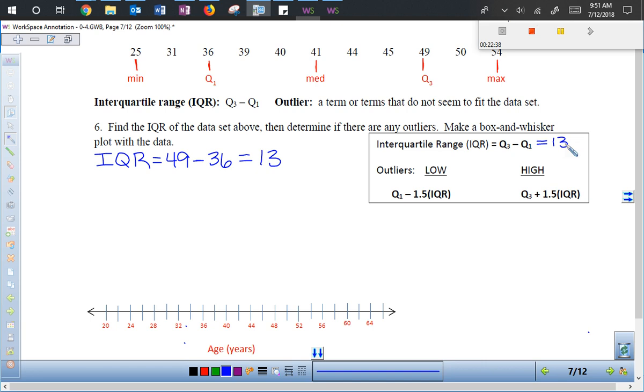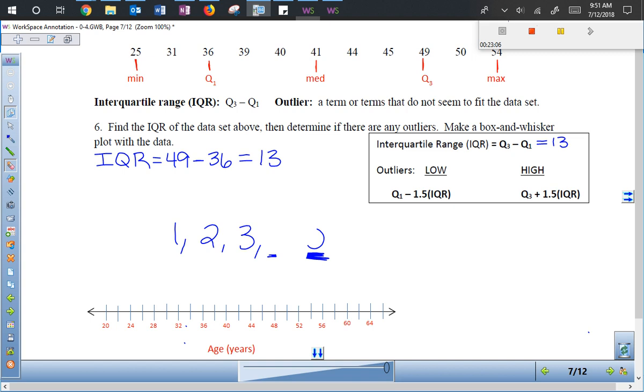Now we need to determine something called an outlier. An outlier is a term or terms that don't seem to fit the data set. For example, let's say I had the numbers 1, 2, 3, and 100. These three terms are all very close. They're very small. And then this one is huge. It just doesn't seem to fit with the numbers that we already have. So this would be something called a high outlier because it's way bigger than the others.